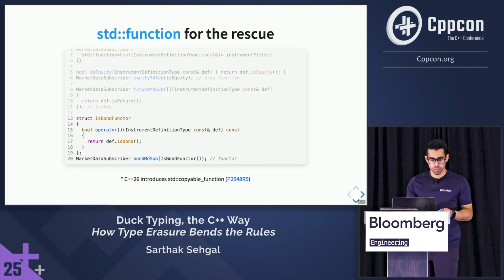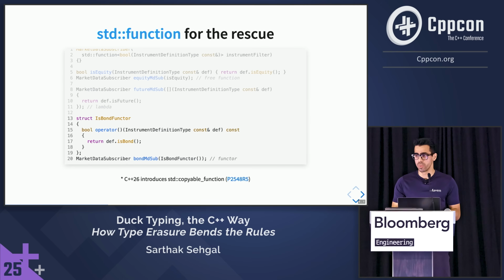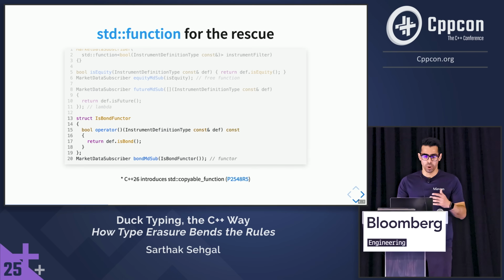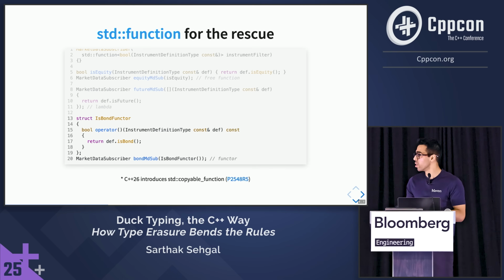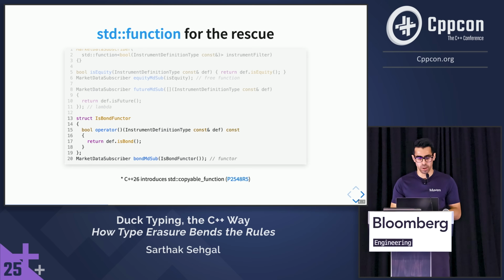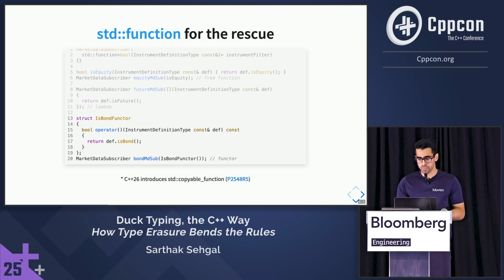Okay, bit of a side note here. C++26 introduces std copyable function, which is meant to be a replacement of std function. There's some nastiness which std copyable function addresses. I'm not going to go into the details of that, but you can check out the paper. I think it provides a pretty good example of why that is.